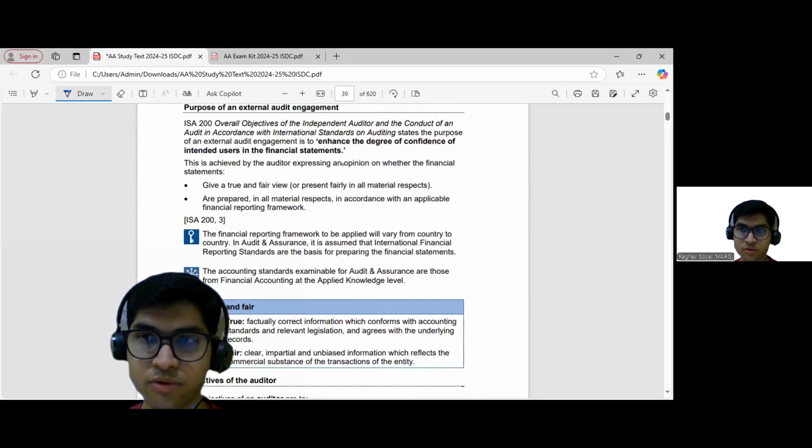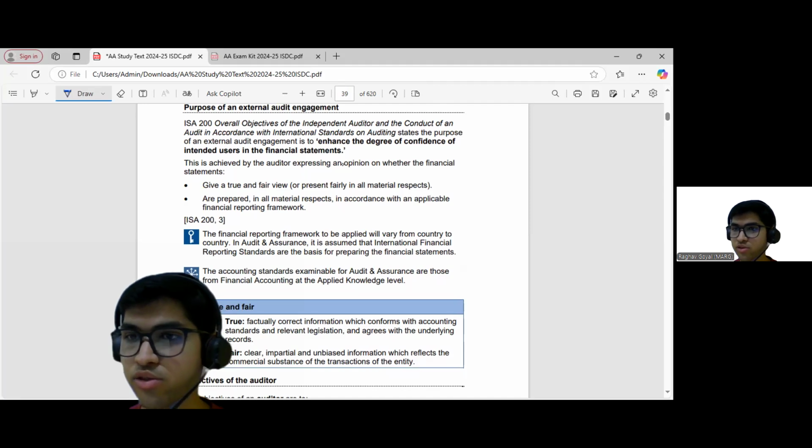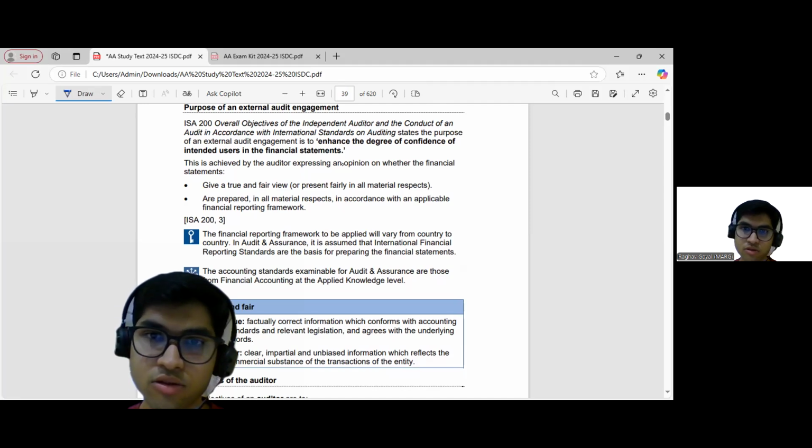So what is the purpose of an external audit? It is to give reasonable assurance. So once there is reasonable assurance, we enhance the degree of confidence intended users can place in the financial statements. This is an important line.